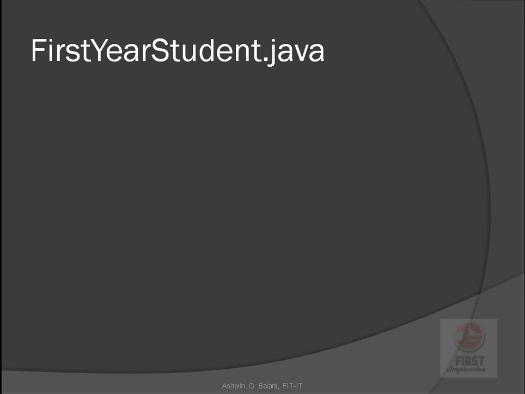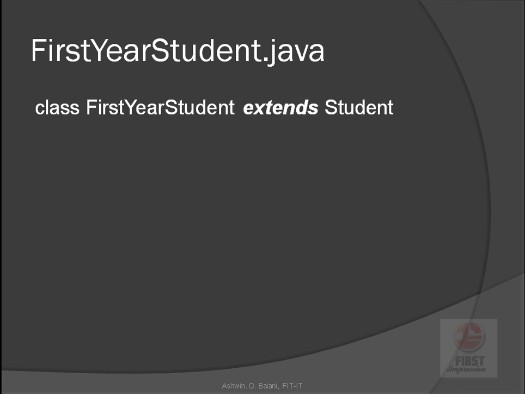Let's try to write the class FirstYearStudent.java. We'll create a new class in Eclipse with the name FirstYearStudent, and we'll say class FirstYearStudent extends Student. Extends is a keyword. This keyword indicates that the class FirstYearStudent is a derived class and the class Student is a base class. In other words, the class FirstYearStudent is a child class, whereas the class Student is the parent class for the FirstYearStudent class.